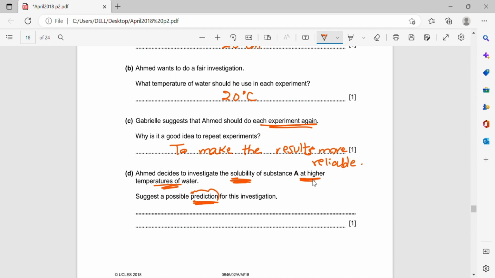Great. More of substance A can dissolve at higher temperature. يبقى ال prediction ممكن نقول إن more of substance A can dissolve at higher temperatures. يبقى ده ال prediction اللي أحمد هيعمله. طيب. Next question.